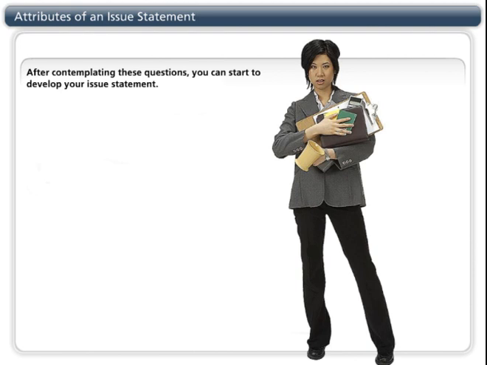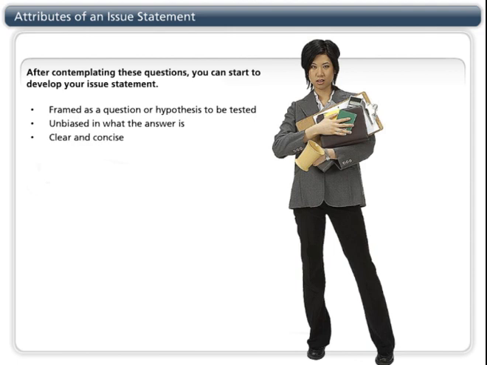After contemplating these questions, you can start to develop your issue statement. Your issue statement should be framed as an unbiased question or a hypothesis. You do not already know the answer to this. You are seeking data to answer the question of interest. It should be clear and concise. It should lead to an analysis of root causes, of burden of the public health problem, and, ultimately, should lead to multidisciplinary involvement to strengthen the activity. This means having topic specialists, epidemiologists and evaluators, program managers, etc.